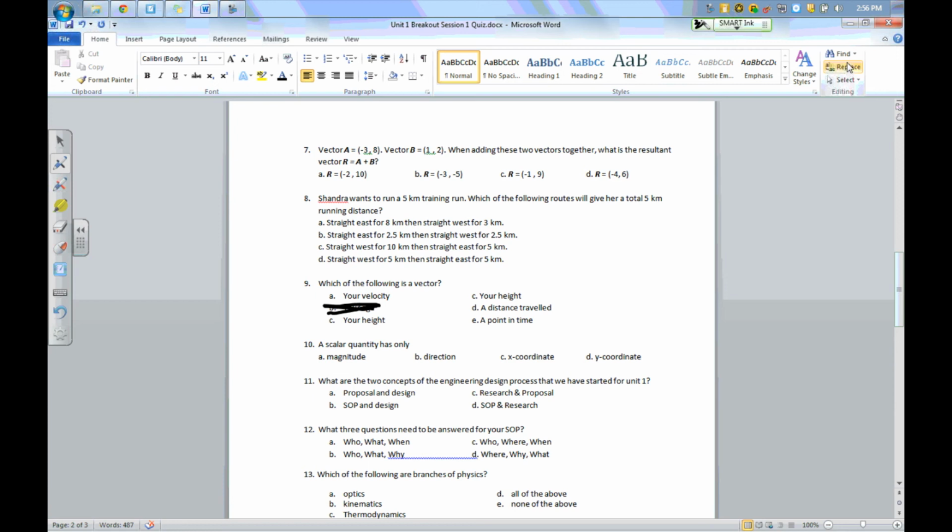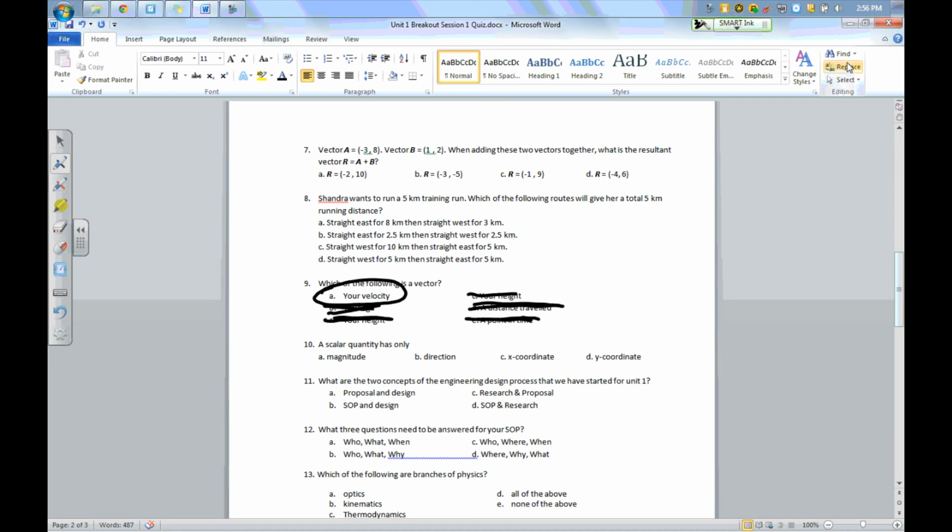Your height is simply a length. It's not going to have a direction. A distance traveled, again, can be in any direction. And a point in time, time is a scalar quantity. It doesn't have a direction, even a positive or negative, so time is not a vector. Velocity absolutely is a vector. The direction matters when we are looking at velocity.